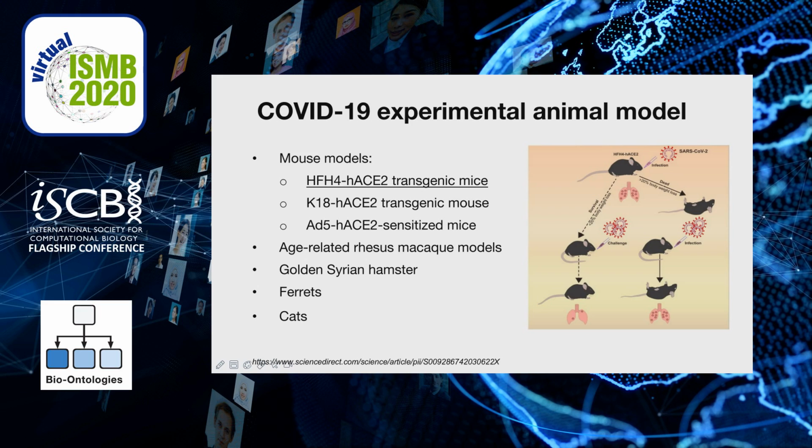At present, a number of experimental animal models of COVID-19 have been used in vaccine and drug development. Many transgenic mice and macaques can be infected and replicate SARS-CoV-2. Also, ferrets, cats, and golden Syrian hamsters can be experimentally infected with the virus and can spread the infection to other animals of the same species in laboratory settings.